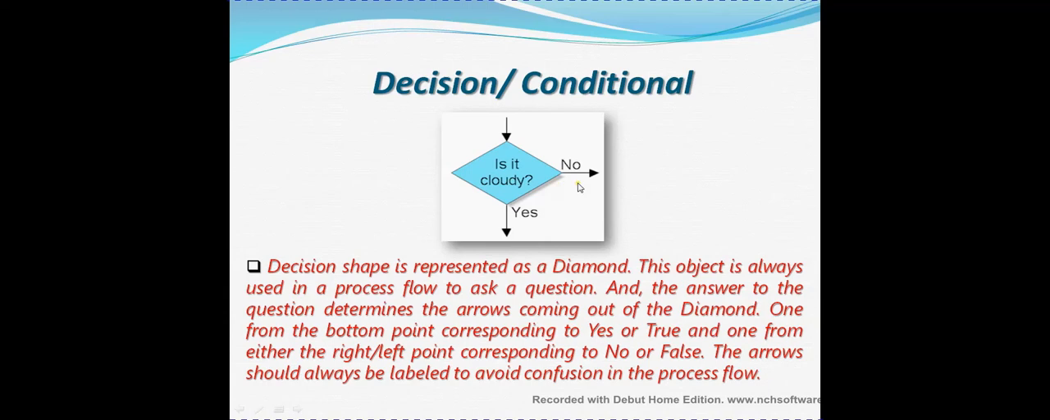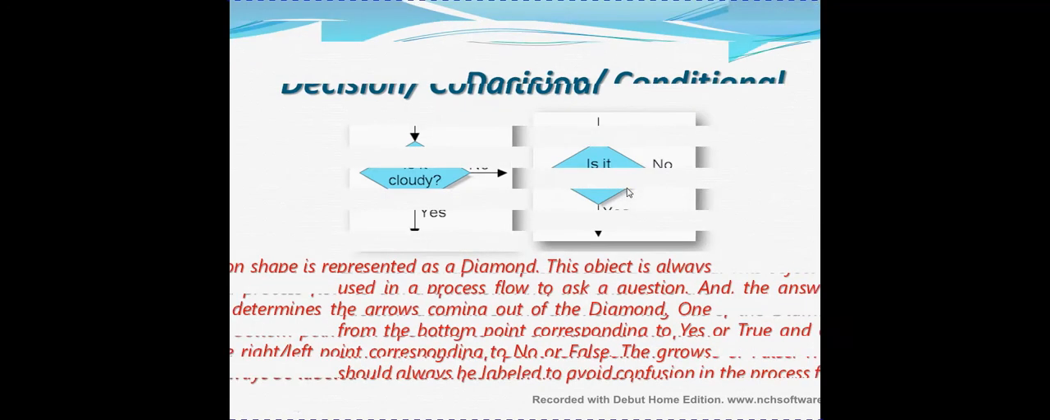But to avoid confusion, the person who is making this algorithm should always mark no, yes, true or false on the arrows. And these are generally used to ask a question, like in the example here, it is written, is it cloudy? So if yes, it will go down, and if no, it will go here.